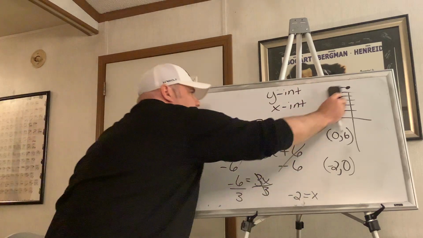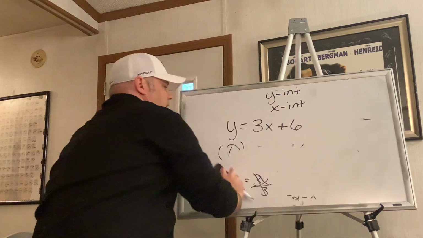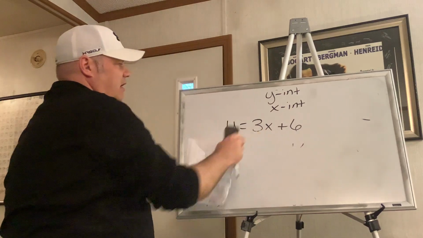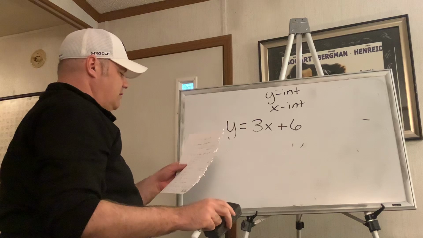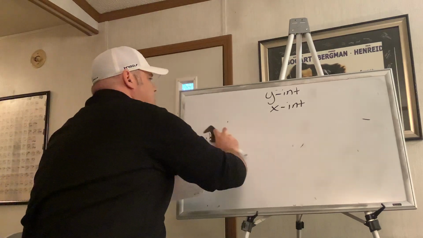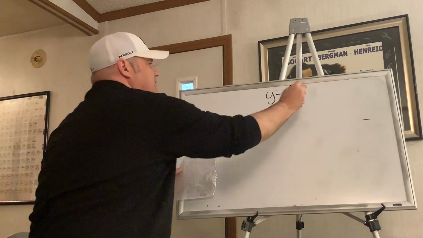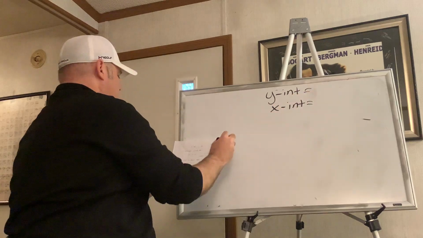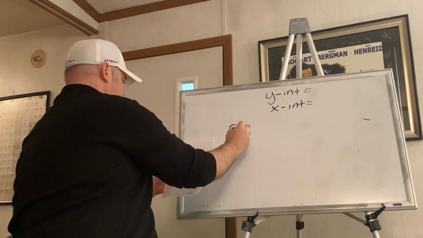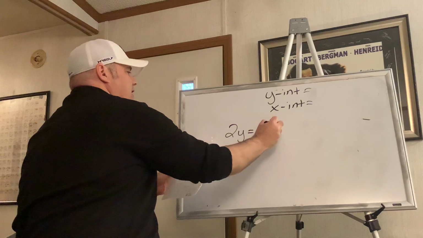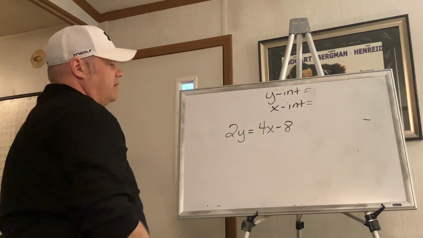Okay, and I know that was quite a bit right at the start of it, but let's do some of them and you can see what I'm talking about. We're going to find the y-intercept and the x-intercept on all of these equations. 2y equals 4x minus 8. Well, let's find the y-intercept first.